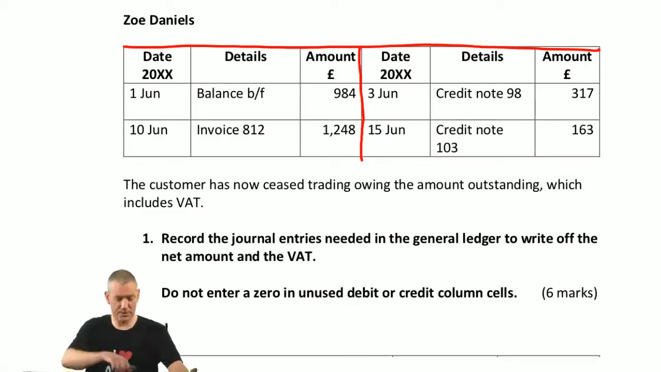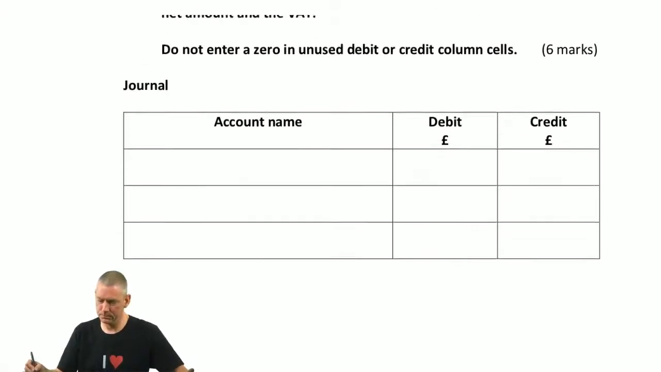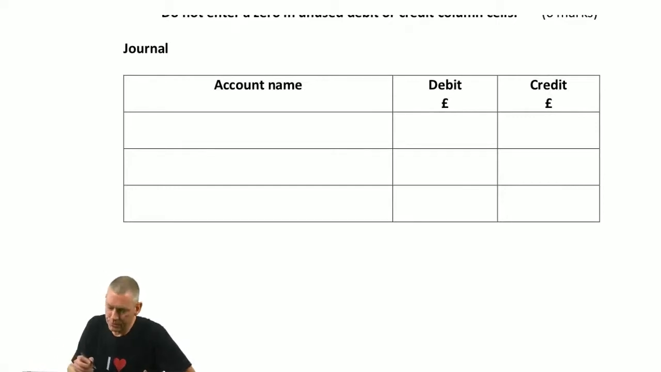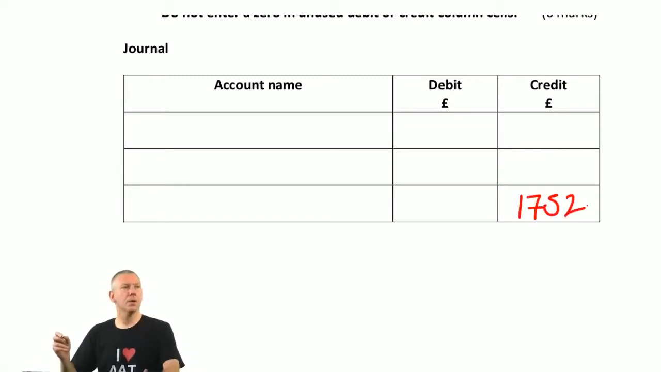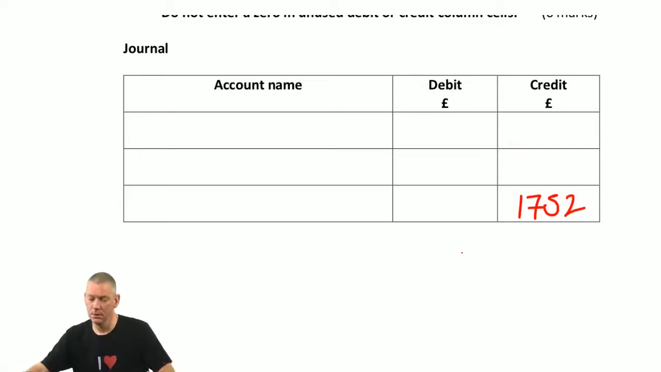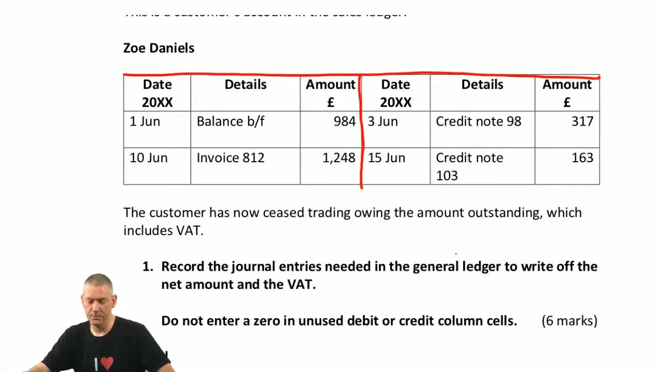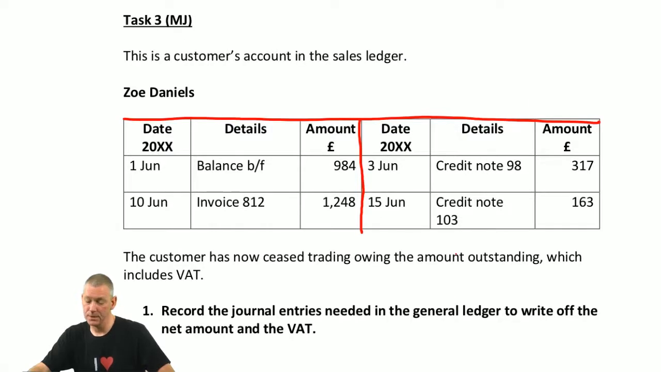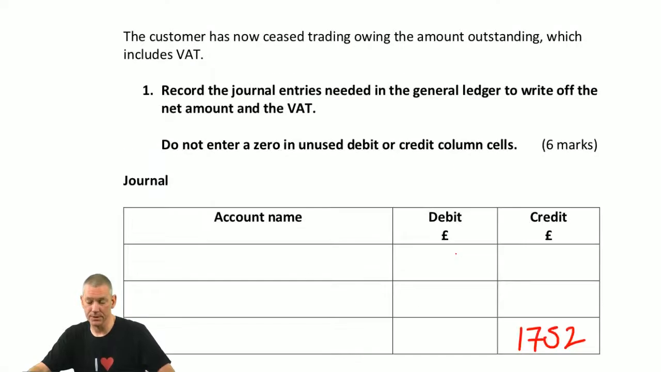So 1752 is the amount that is owing in total. So I'm going to credit 1752 to remove the receivable balance. The receivable balance is a debit balance, so I'm going to remove it with 1752. But I want to get back the VAT on that. So, oh sorry, I need to use the appropriate phrase. Here, this is the customer account in the sales ledger.